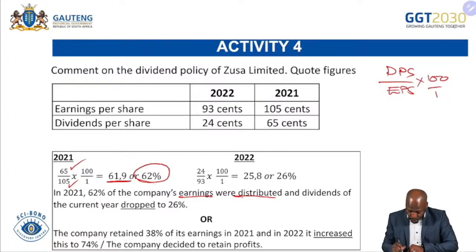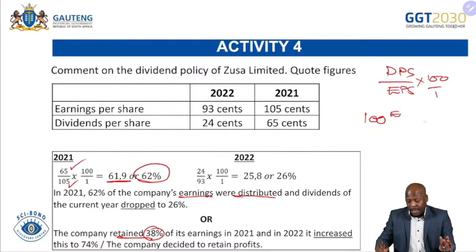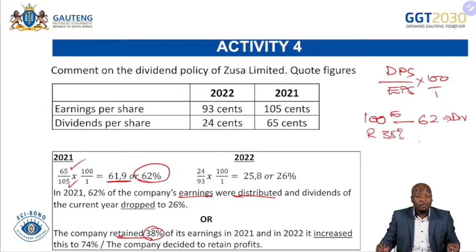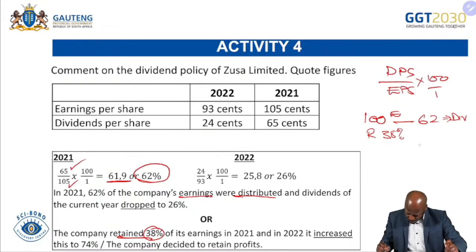Okay. In 2021, they distributed 62%. That means they have retained 38%, because they have 100% of earnings to distribute, but they have now given only 62% of those earnings as dividends. That means they have retained. To retain is to keep. They have kept 38%, for reasons. It could be expansion, or it could be so that they have a better cash flow position.